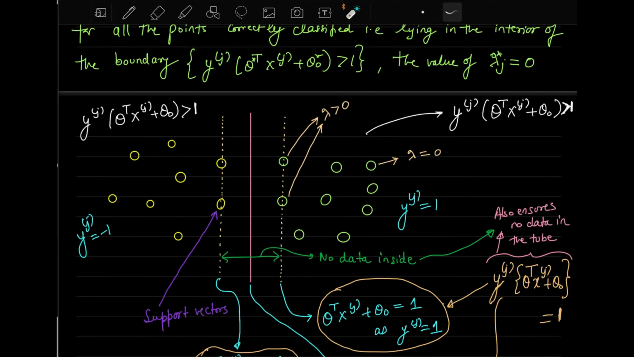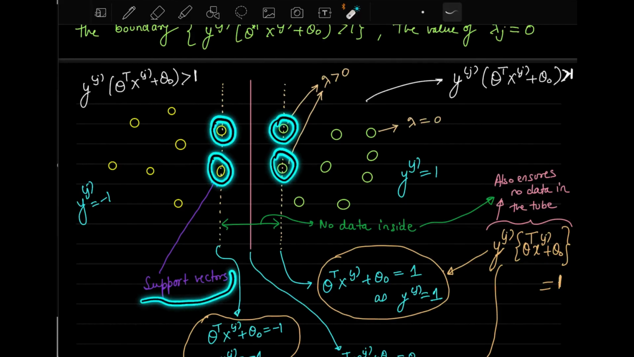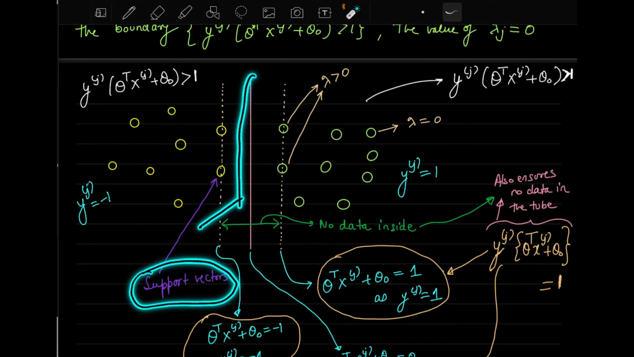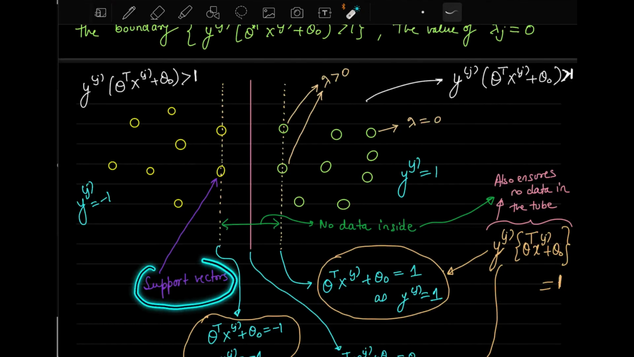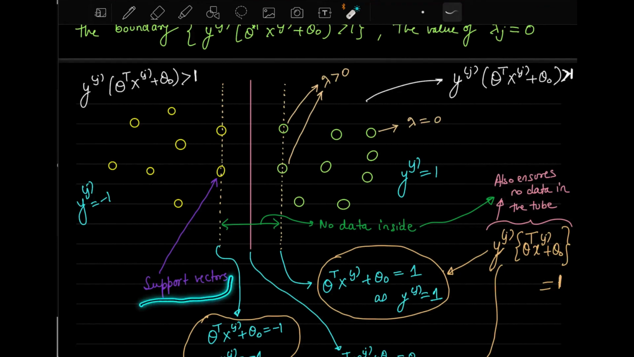And the last point that I want to discuss is that all these points which are lying on this boundary are called the support vectors. These are the vectors which actually define the hyperplane, this one. These are the points which are responsible for defining this boundary. So that's why the name comes, support vectors.